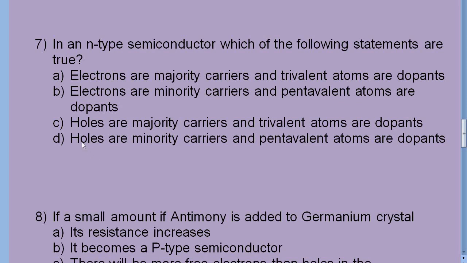So in this case, holes are minority carriers and pentavalent atoms are dopants. Whenever we add pentavalent atoms, the resulting semiconductor becomes an n-type semiconductor.